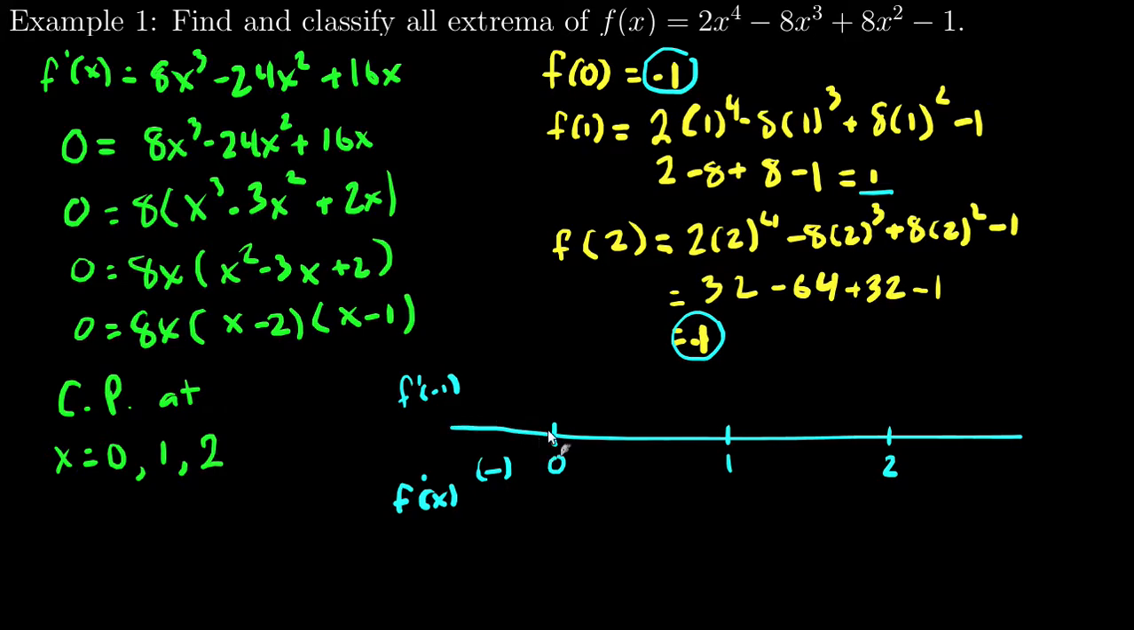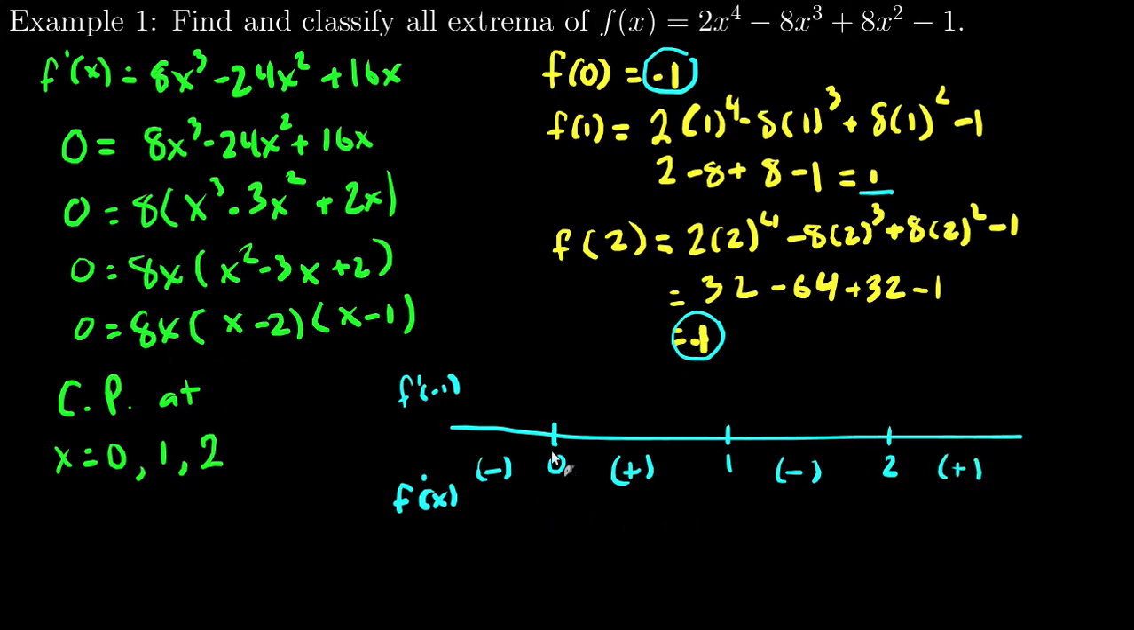Or I can notice, as I cross over the 0, this changes signs, 8x, so this will become positive. As I cross over 1, now this changes signs, so I'll have a positive times a negative times a positive, which is going to be negative again. And as I go over here, this changes signs, so positive times positive times positive is positive.